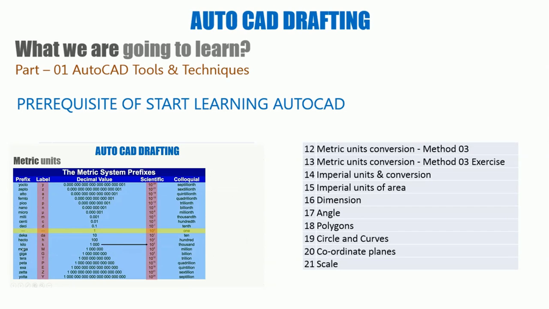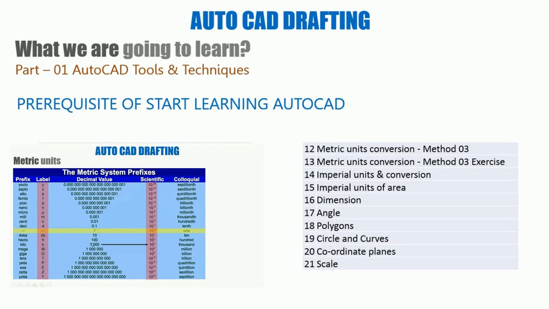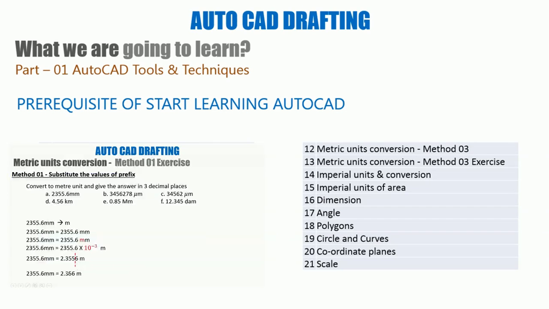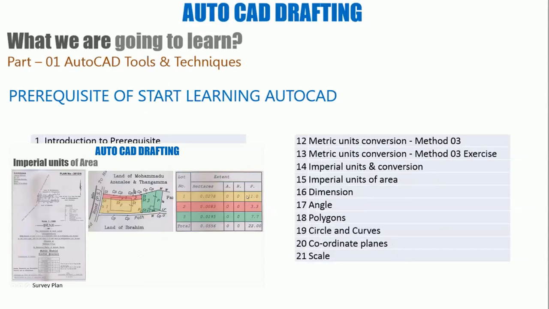For example, if you take kilo, the label is K and the value of that is 1000, the answer will be 2.356. Now this length is 1 inch, but if you check the similar length in metric units on the ruler, that is 25.4 millimeters. Lot number 3 has an area of 7.7.